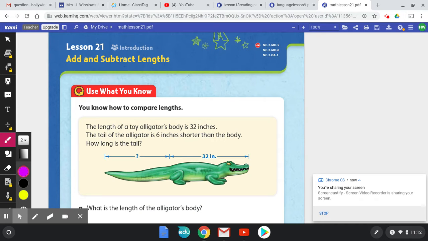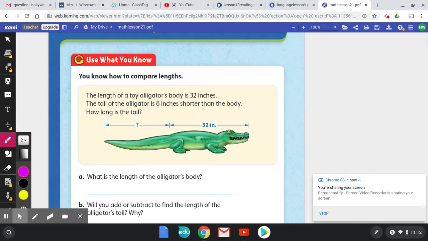Good morning, everybody. So last week we were comparing lengths, and this week we're going to add and subtract lengths. We did a little bit of that last week when we were comparing. So it says today we're going to use what you know. You know how to compare lengths.